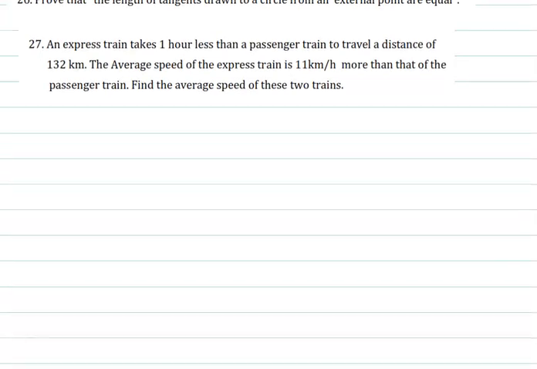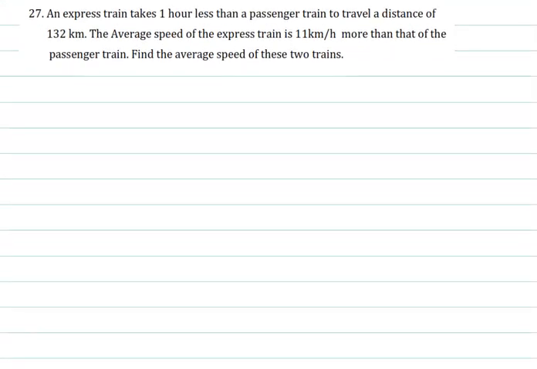Question number 27 is from the chapter quadratic equations. An express train takes 1 hour less than a passenger train to travel a distance of 132 km. The average speed of the express train is 11 km per hour more than that of the passenger train. Find the average speed.